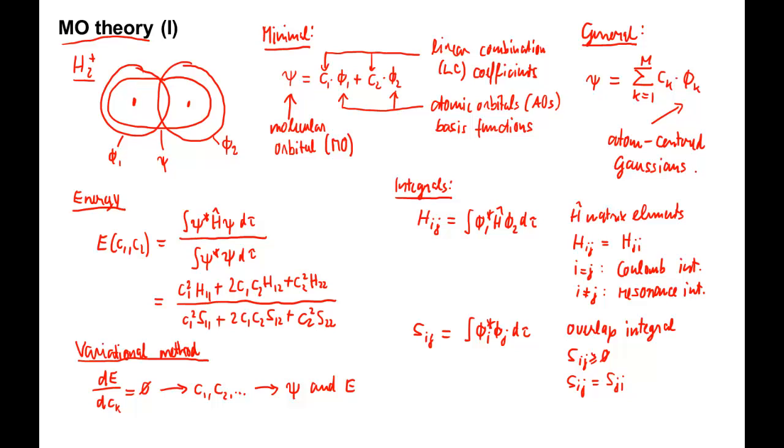In summary, we have outlined the basics of molecular orbital theory. The molecular wave function of an electron is approximated as a linear combination of basis functions. These basis functions are often called atomic orbitals, although they are generally not solutions of the atomic Hamiltonian. The energy of the molecular orbital is expressed in terms of Hamiltonian matrix elements and overlap integrals. By applying the variational method to the energy expression, the linear combination coefficients can be determined. With these in hand, the wave function and energy can be obtained.